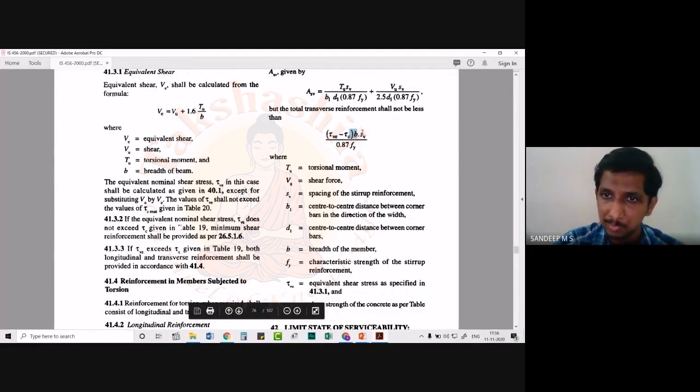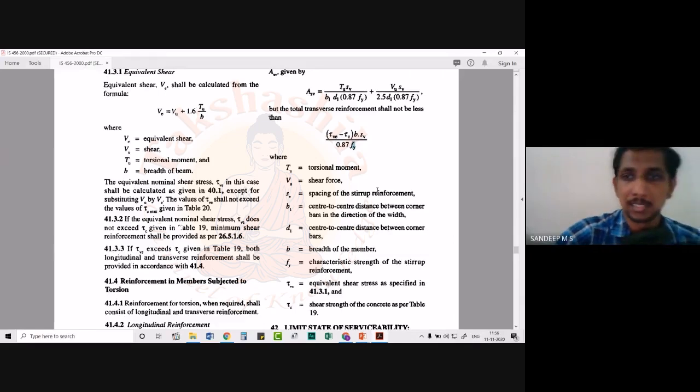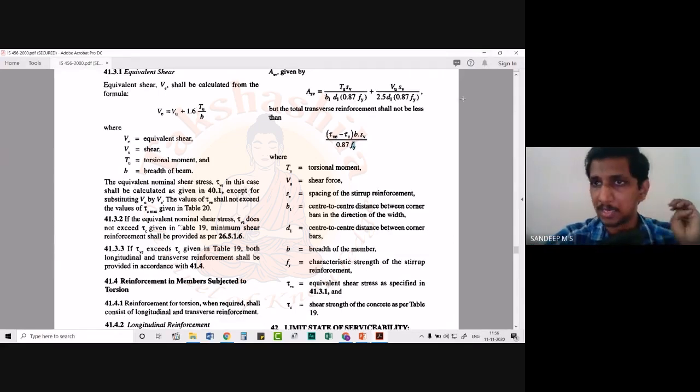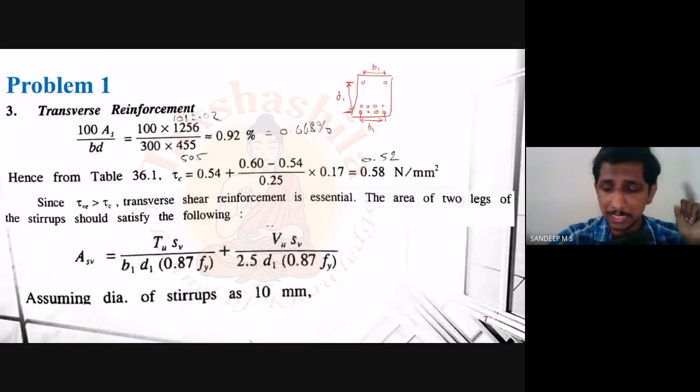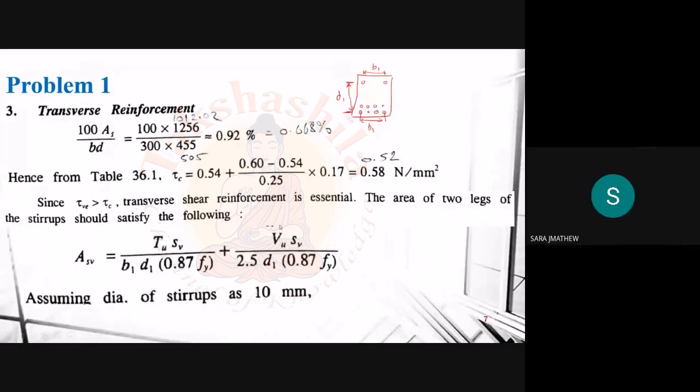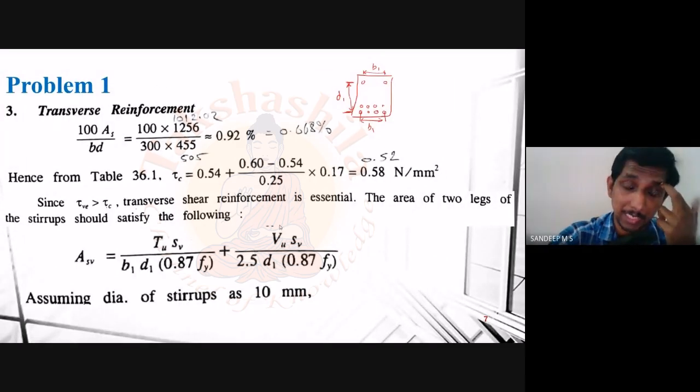That is the total width of the member. Then we have SV as well as 0.87 Fy. These things are familiar to you. The only new thing is B1 and D1. This is how you calculate the value of B1 and D1. I think the concept is clear. Is it clear? Any doubts regarding B1 and D1?